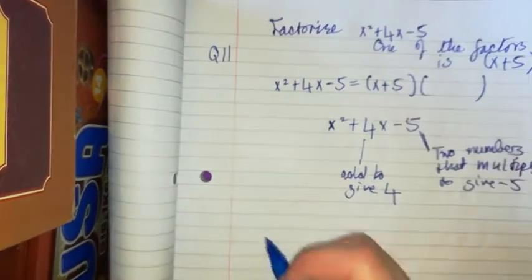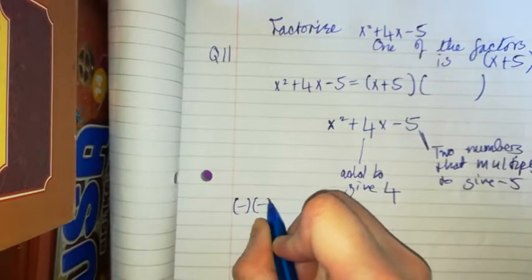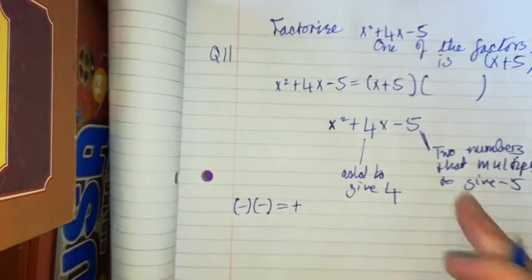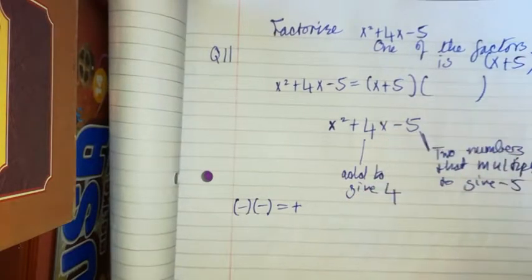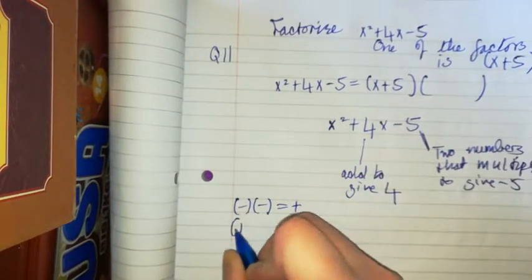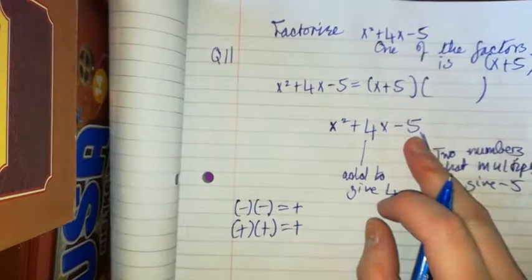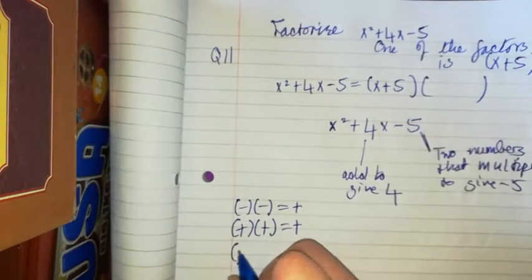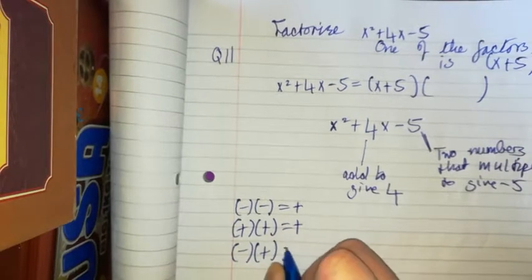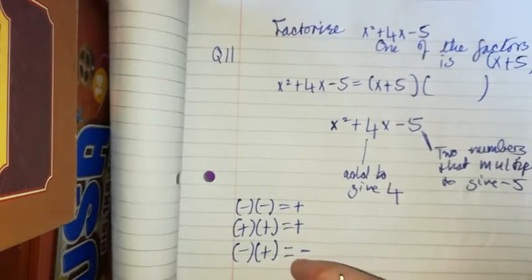Say if we multiplied two minus numbers together, we would get a plus. So we couldn't get minus 5 by multiplying two minuses together. If we multiplied two pluses together, we also would get a plus. So we couldn't multiply two pluses to get minus 5. The only way we could get a minus is if we multiplied a minus by a plus.